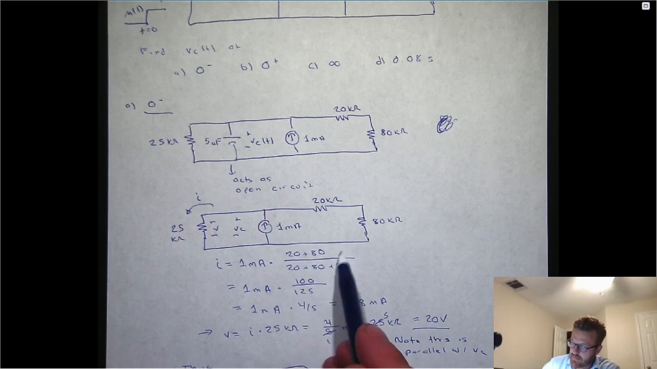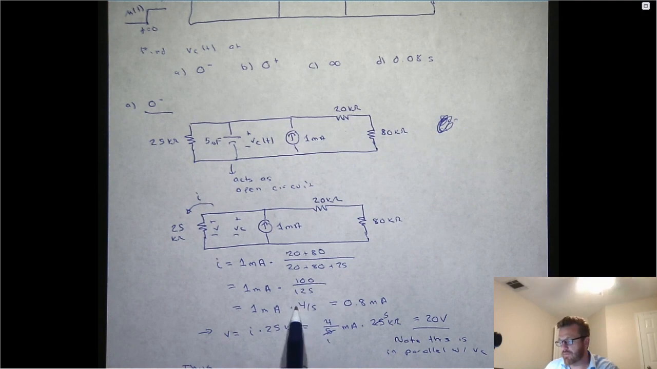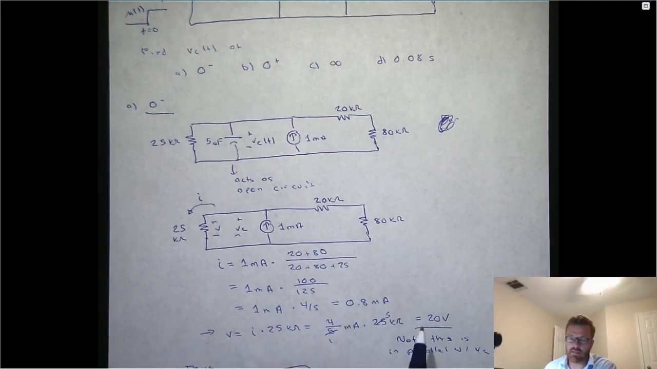So you could rewrite that as like 100 over 100 plus 25. You'll get the same result. Your division ratio will be 100 over 125 or 4/5. If you take the 1 milliamp and multiply it by 4/5, you get 0.8 milliamps.